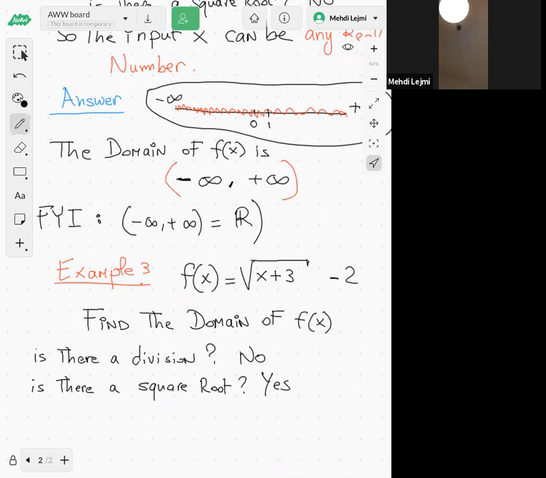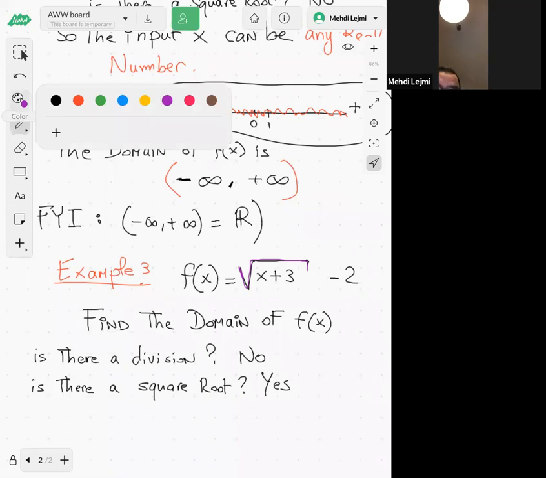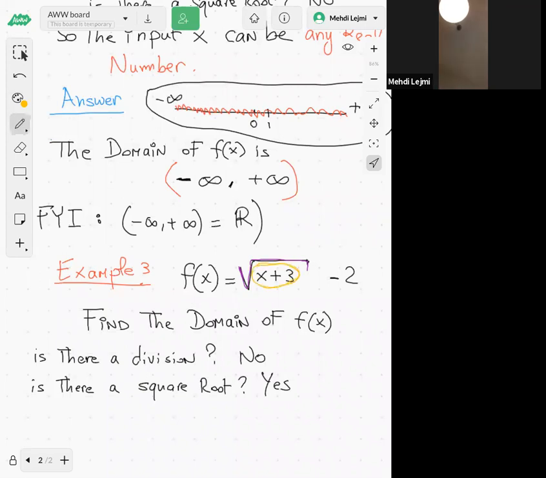So the question is, what do we have under the square root? The -2 is not inside the square root, so I don't really care about it. It's outside the square root, so it doesn't matter. What we have exactly under the square root is the x plus 3. So again, what's the rule? You have to make sure that this x plus 3 is not negative. So x plus 3 must be positive or 0.